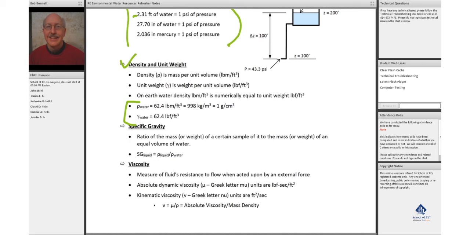Specific gravity is the ratio of a mass or weight of a certain sample to its mass or weight of an equal volume of water. So the denominator is water, and then the numerator is going to be whatever your fluid is. Specific gravity, here it is, density of the liquid divided by the density of water, right? Specific gravity.